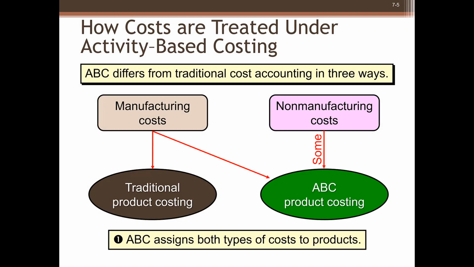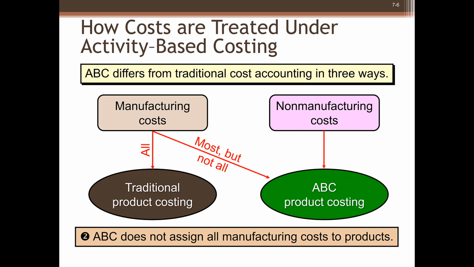There are three major differences between traditional and ABC systems. First, in the traditional product costing system, only manufacturing costs will be assigned to products. But ABC assigns both manufacturing costs and non-manufacturing costs to products on a cause and effect basis.